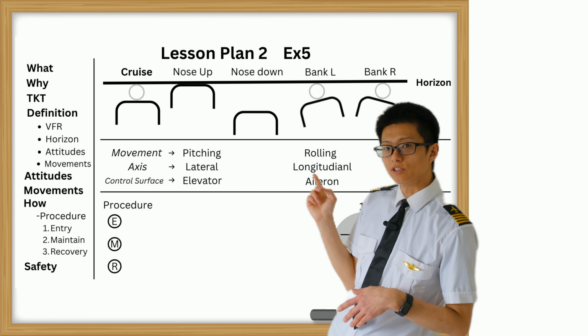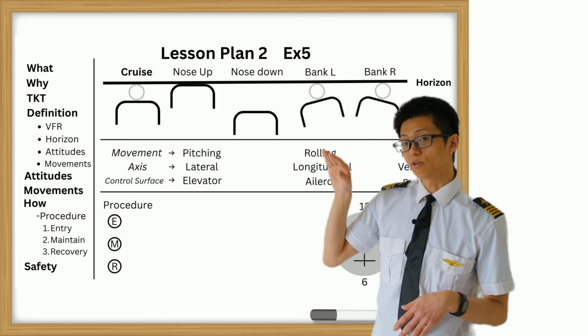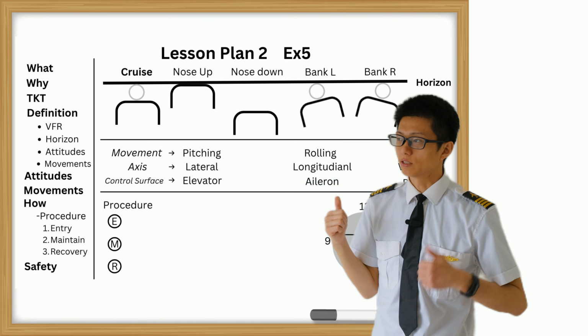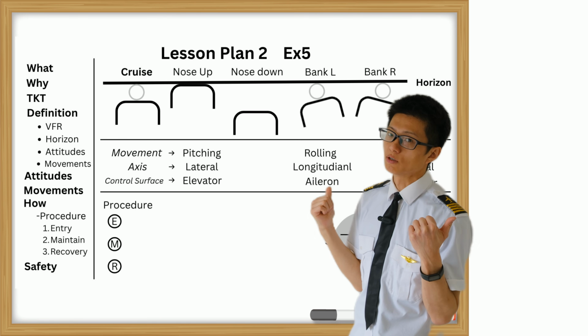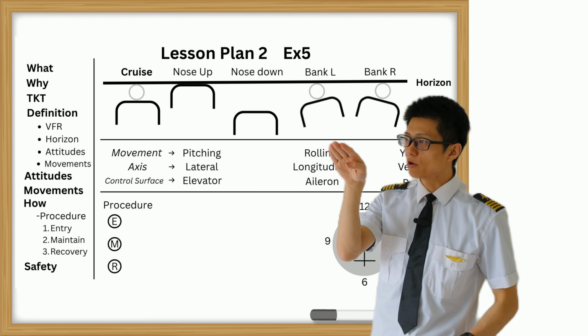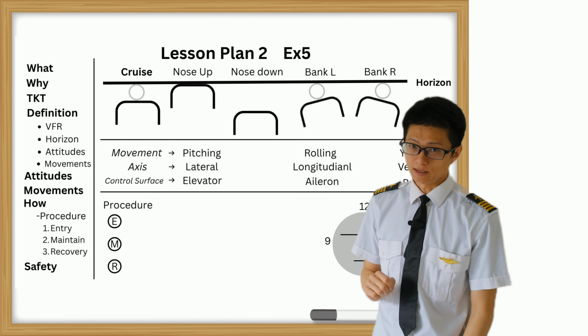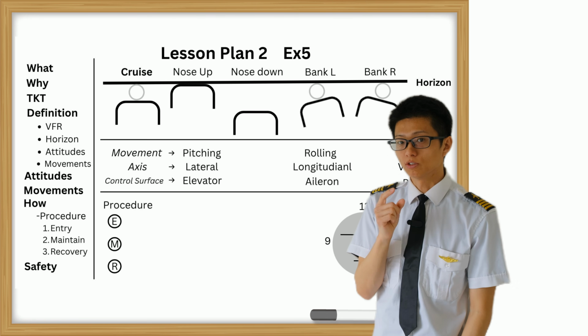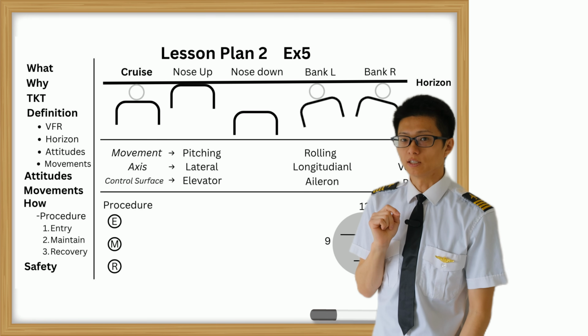In nose up attitude, your nose actually touches the horizon. And when you look at the right and left, the gap should still be the same. But now the nose is pointing upwards towards the sky. Obviously, you're going to see the altimeter showing that you're gaining altitude.